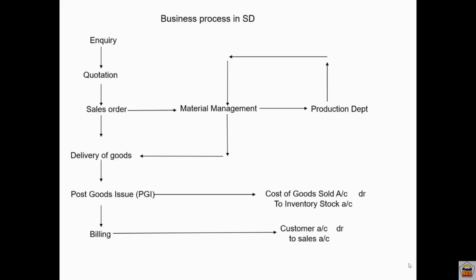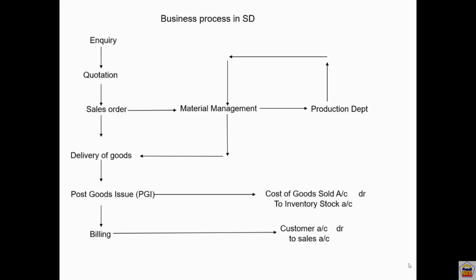If it is not, then we will do the production. In order to do that production, if we have sufficient raw material or semi-finished material, the production department will receive it from material management. Once the material is ready and has been produced by the production department, they will supply it to material management, and after that we can send it to the customer. So for that we have the delivery of goods.